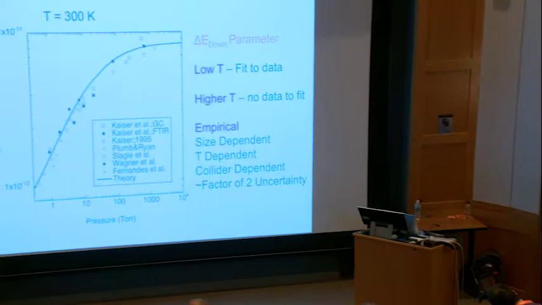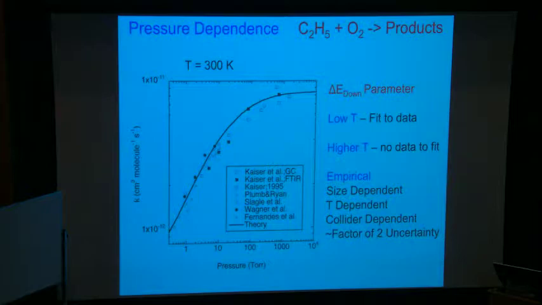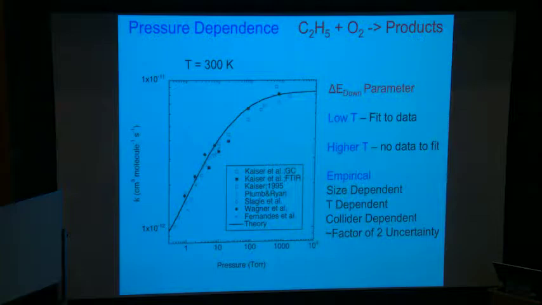Aaron Jasper is the leader in doing that. I'm going to go into that in a little more detail in a little bit. When he first did that, he got delta E down values that are about twice as large as what you get from doing these empirical fits. Sounds like disaster. I'll let you think about what might be wrong. We're going to talk about it in a little bit. Does anybody think they might know what might be wrong? There's lots of possibilities. Nobody wants to take a guess?